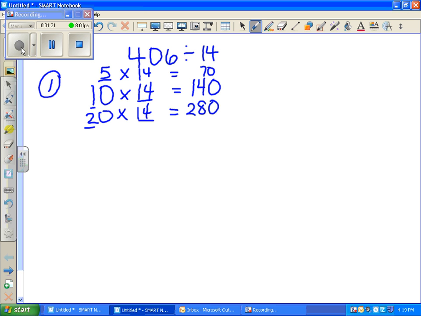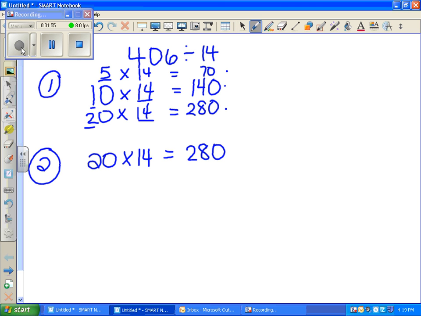Now I'm ready to start my problem. Step 2, I look at my landmark numbers. Which landmark number is closest to 406 but not over? 70 is too small, 140 is too small, 280. So I'm going to use my 20th multiple of 14, which is 280. Since I'm using it, I need to remember to box it in.